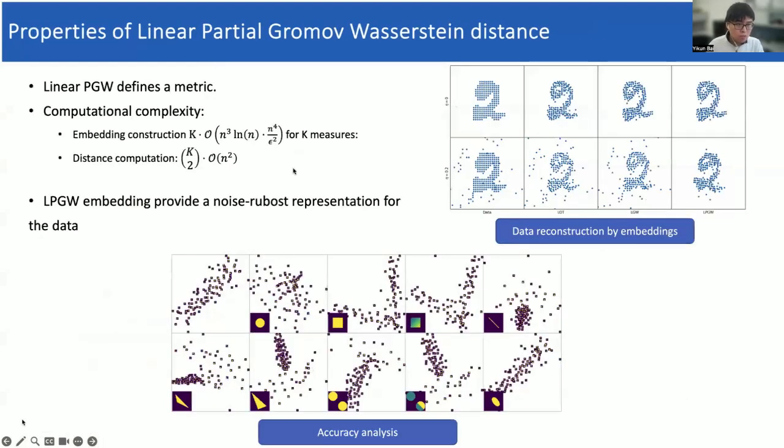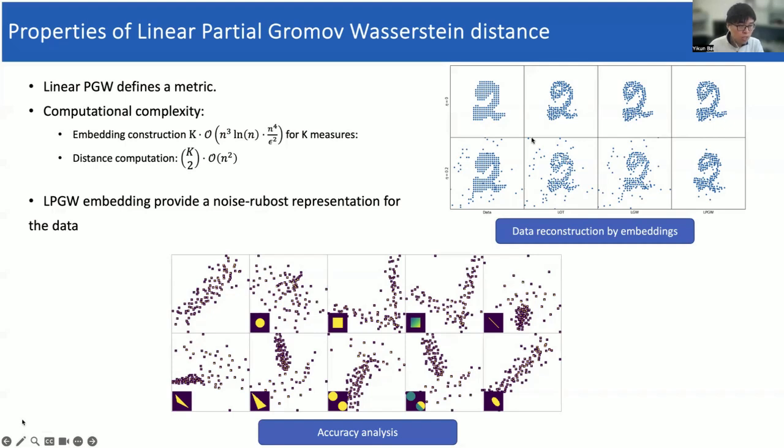So first, we prove that in some special technical setting, linear PGW also defines a metric. And in addition, we demonstrate its computation complexity. So we still need to run the Frank-Wolfe algorithm k times to get the k embeddings. And then for each pair of the embeddings, we just need n squared complexity to compute their distance.